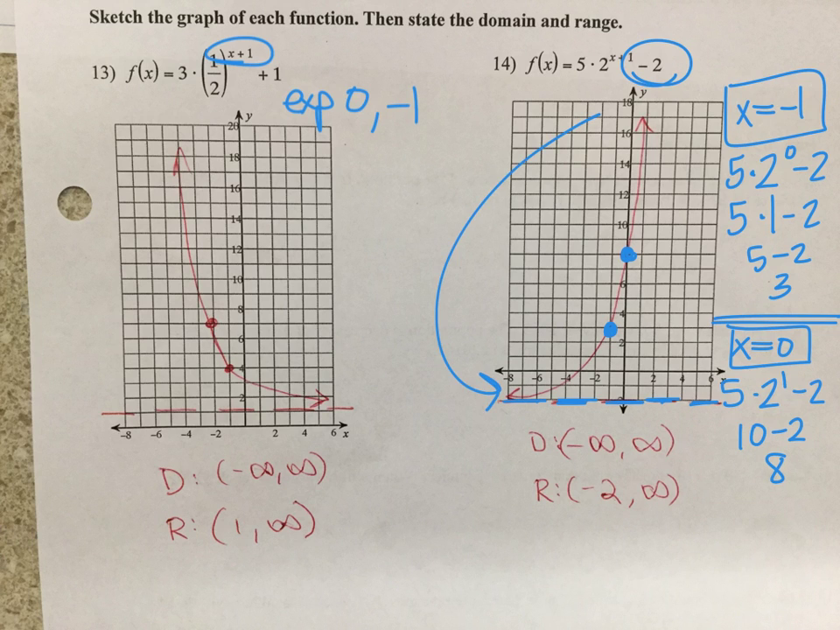Domain is always all real numbers. And here my range, negative 2 is the lowest it could be. And if you notice, it's going up forever. So that's going to be to positive infinity.